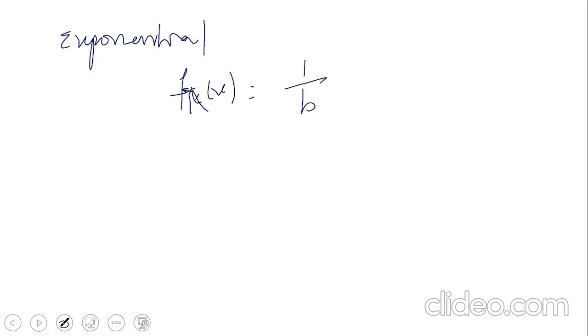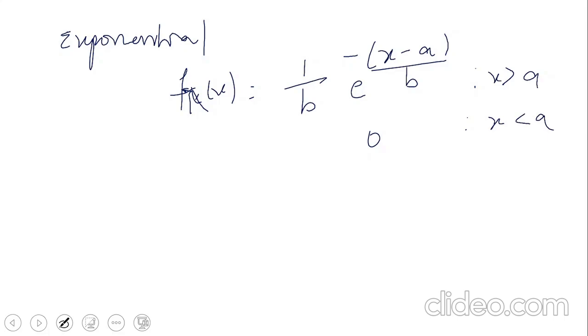Next for exponential, f x of x is equal to 1 by b e power minus x minus a by b for x greater than a, 0 for x less than a. Okay, this is the exponential density function. Next we are having Rayleigh probability density function. This is the exponential PDF.